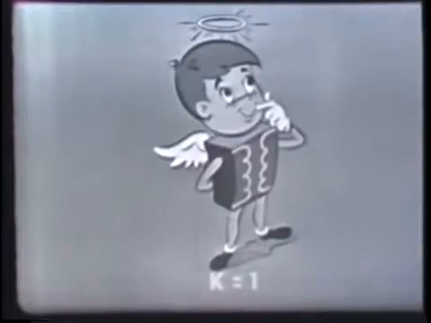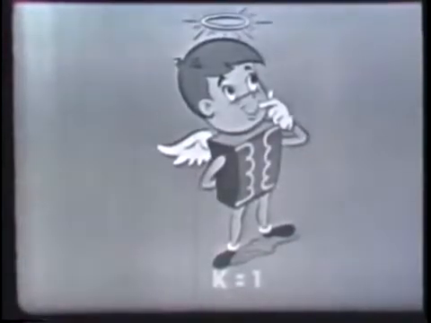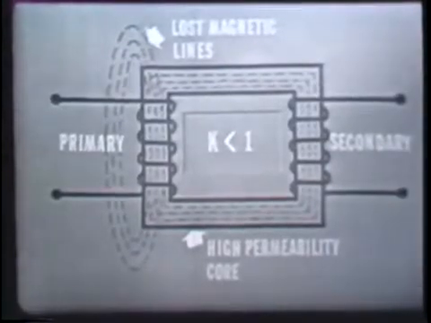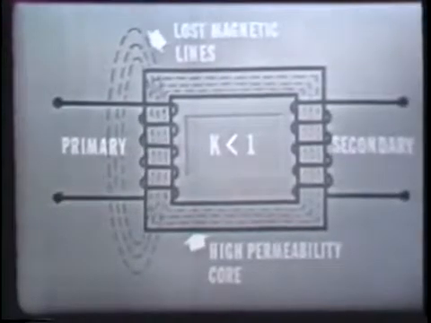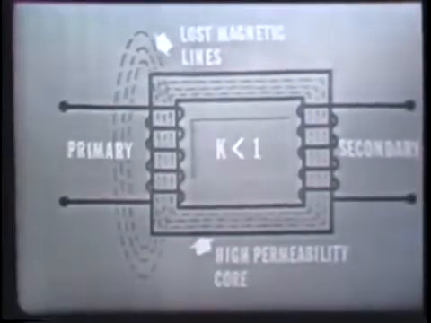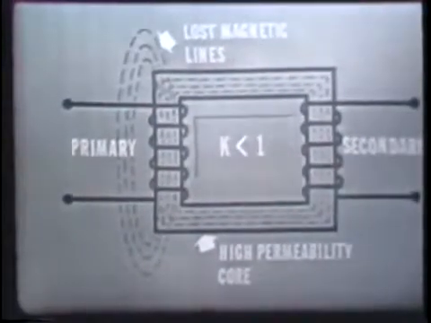Now, if all of the magnetic lines produced by the primary coil of a transformer were to cut the secondary coil, the coefficient of coupling then would be 1. The coefficient of coupling for an ideal transformer is also 1. However, even with high permeability iron cores, a few of the magnetic lines fail to cut the secondary and are, in effect, lost. Now, this prevents the coefficient of coupling from ever being exactly unity, or 1, in an ideal, or I should say, in a practical transformer. It should be pointed out, however, that a coefficient of coupling of 0.98 is possible between the coils of a well-designed transformer.